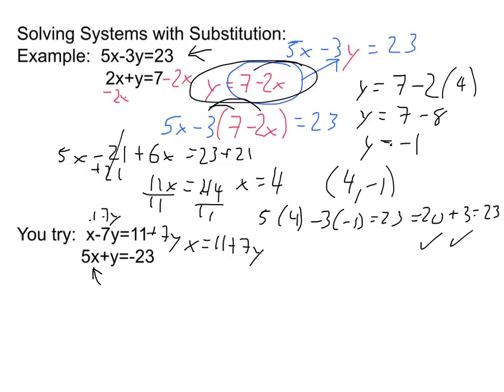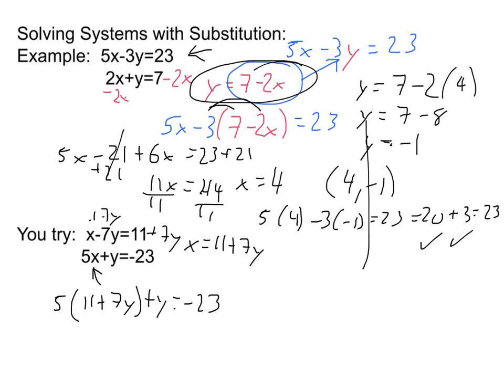Okay, and then you take that and you put it in place of the y this time. Now you may have done it the other way. You may have solved the second equation for y, and that's fine. I bet we come up with the same answer as long as you did it right. So I'm going to do this 5 times. I know x is equal to 11 plus 7y, plus y equals negative 23.